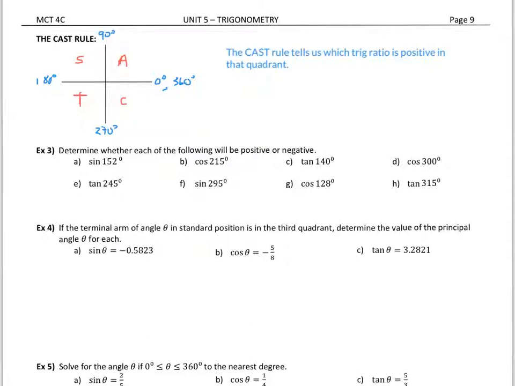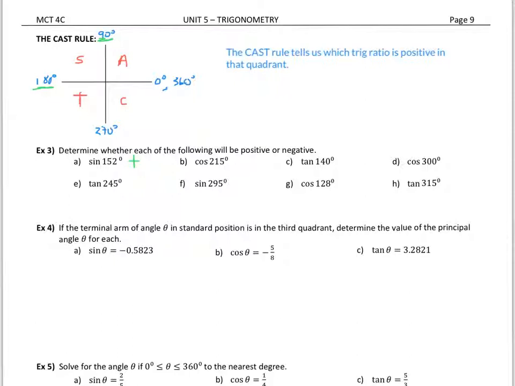Okay, so looking at our example 3, determine whether each of the following will be positive or negative. So I have the angle 152 degrees, and I'm taking the sine ratio of that angle. Well, 152 degrees lies within our second quadrant because 152 is between 90 and 180. My sine ratio is positive in that second quadrant, so this would be a positive trig ratio. If I put that in my calculator, I'll get a positive value.